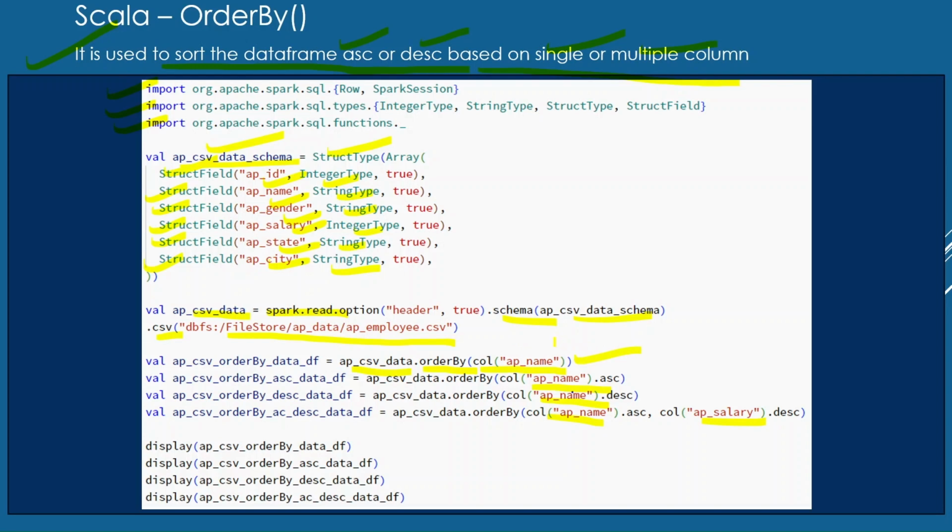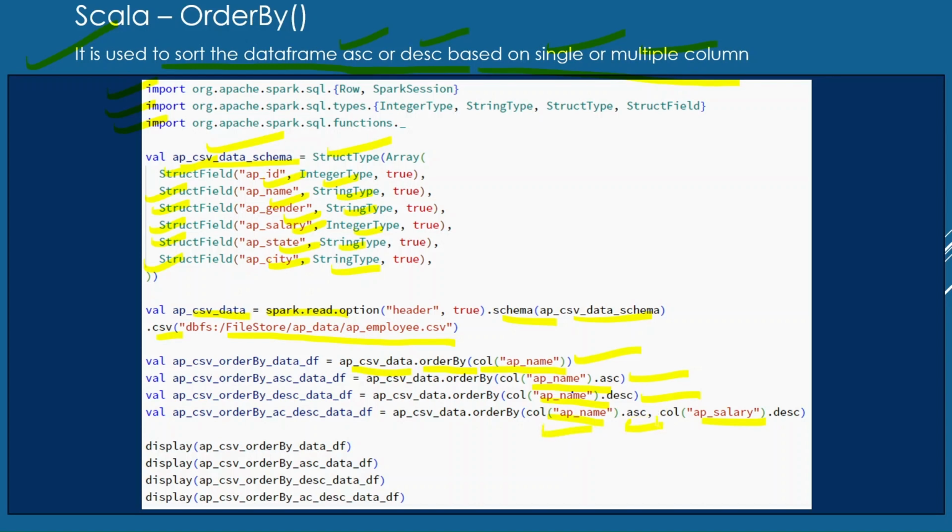If we are not telling Spark to order this column in ascending or descending order, by default it will pick ascending order. Here we are sorting the AP name column of the data frame in ascending order. Here we are sorting the data frame with the help of the AP name column in descending order.